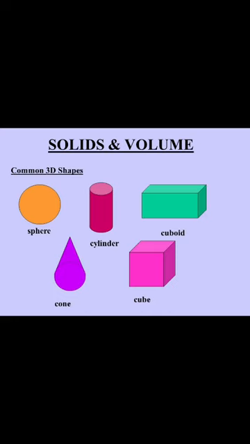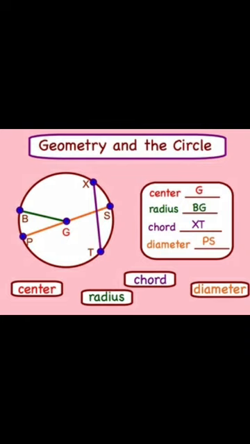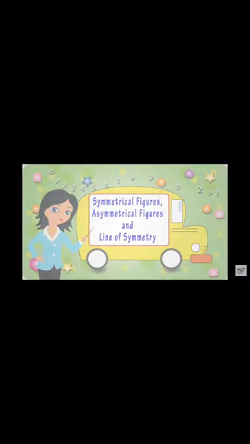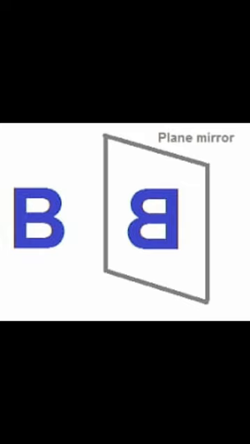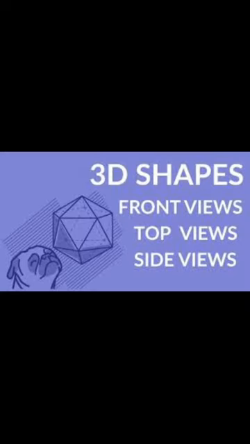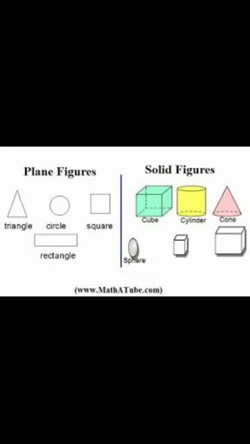So now what all have we done in this video? The parts of a circle, center, radius, chord, diameter, line of symmetry, symmetrical or asymmetrical figures, mirror images, the difference between the cube and cuboid, their vertices, edges and faces. These are the main parts. Then the 3D views, top, front and side view, and about two-dimensional shapes and three-dimensional solids. So with all these topics, our chapter 8 geometry is finished now.